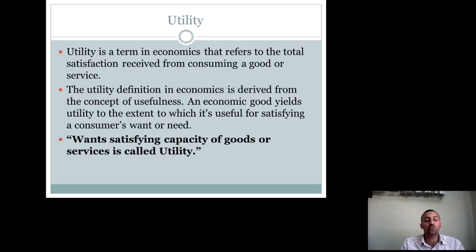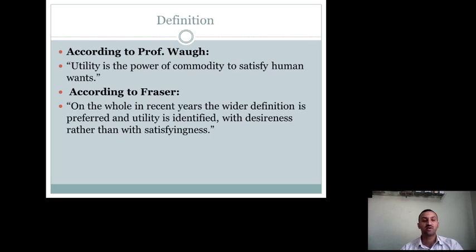If a question comes for 2 marks, you can write: want satisfying capacity or power of goods or services is called utility. Many times, this question has appeared in your question paper for 2 marks. What do you mean by utility? At that point of time, you can write: want satisfying capacity of goods or services is called utility. Let us move forward and see some of the definitions given by the economists on utility.